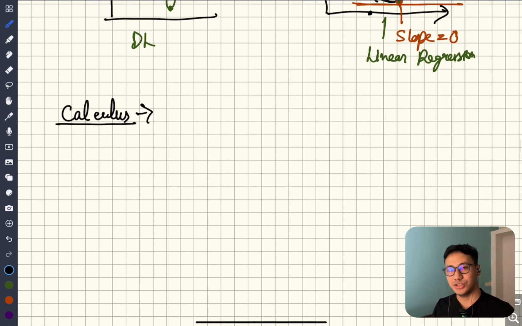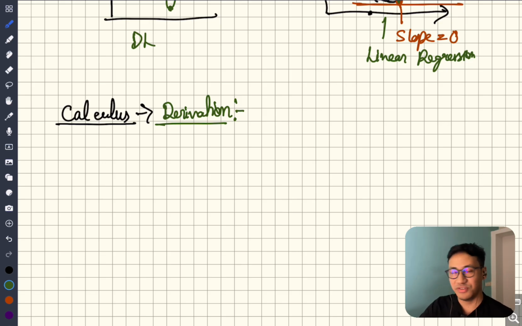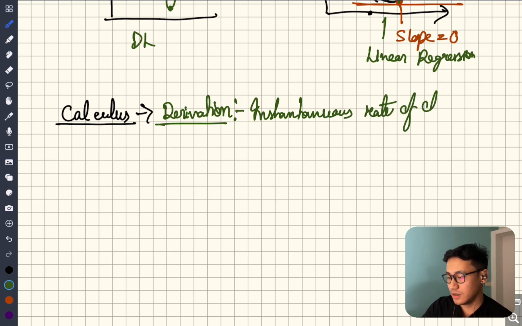Okay, so instantaneous rate of change. When I say instantaneous rate of change, one thing should come into your mind, that is derivation. You should be doing derivation. So let me go a little bit deeper into maths. Derivation, if you see the definition, is nothing but instantaneous rate of change at that moment.